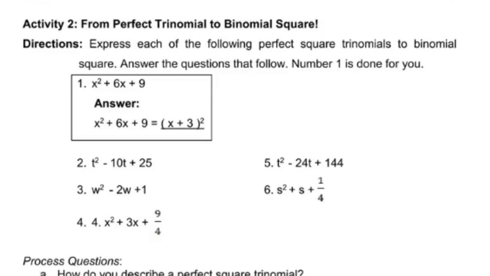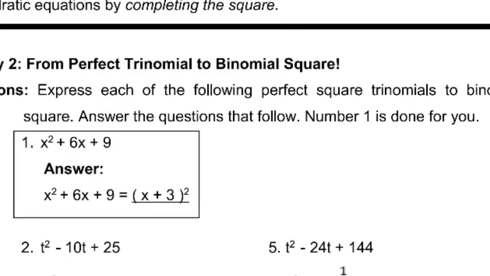So for number 1 here, we have x squared plus 6x plus 9. So the answer is x squared plus 6x plus 9 equals the quantity x plus 3 squared. If the given is a perfect square trinomial, what you're going to do is look at the first term, the quadratic term, and the constant term, x squared and 9. So you're going to extract the square roots of the two. The square root of x squared is x, and the square root of 9 is 3.